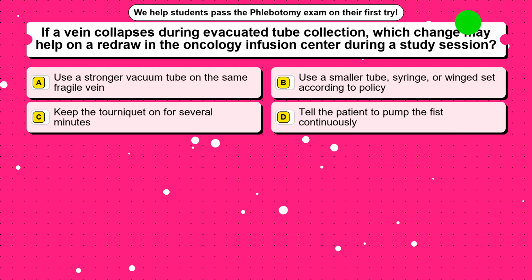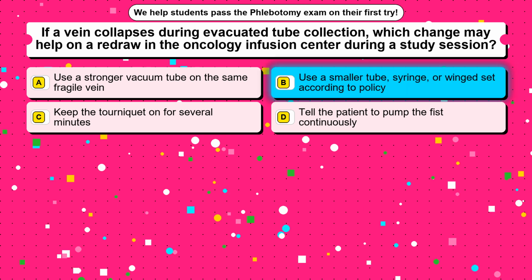Question 29. If a vein collapses during evacuated tube collection, which change may help on a redraw in the oncology infusion center during a study session? Option A: use a stronger vacuum tube on the same fragile vein. Option B: use a smaller tube, syringe, or winged set according to policy. Option C: keep the tourniquet on for several minutes. Option D: tell the patient to pump the fist continuously.